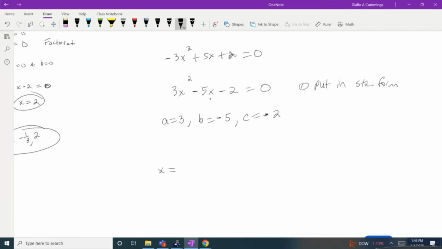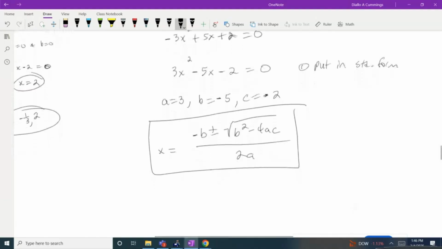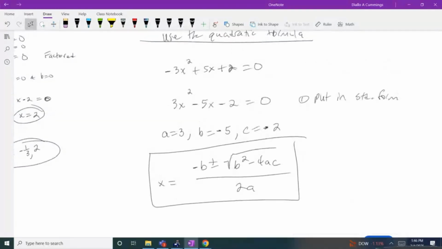So now that we have A, B, and C, you're just going to plug everything into this formula, which is a lot easier than factoring. Factoring can be involved depending on the equation that you have and what's all involved in factoring. Sometimes it can't be factored, and sometimes it may take you a while to figure that out. But for the quadratic formula, it's just straightforward.